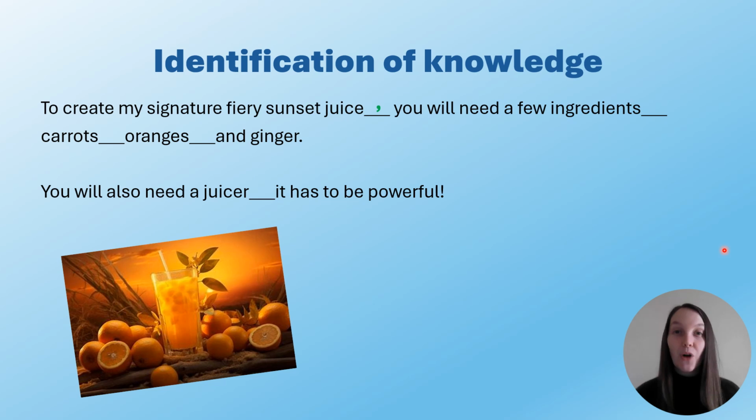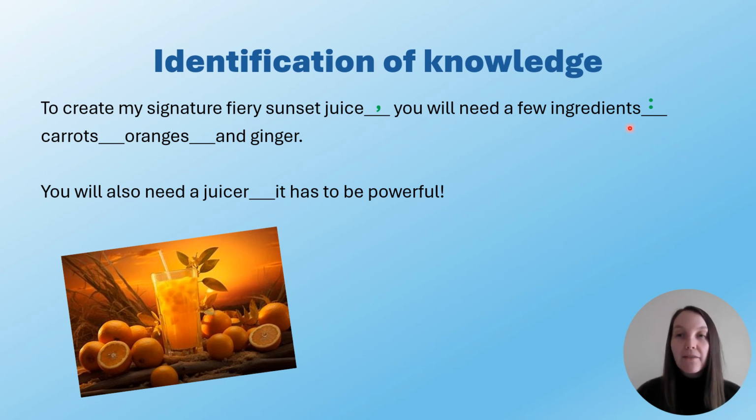Okay, the first one is a comma. If you've written down a comma, big well done there. Commas separate clauses. So to create my signature fiery sunset juice, that's a dependent clause, you will need a few ingredients. We've got the comma here, so well done. You will need a few ingredients.